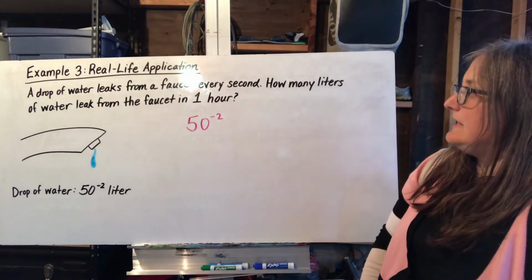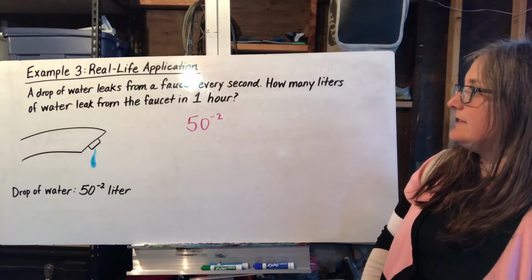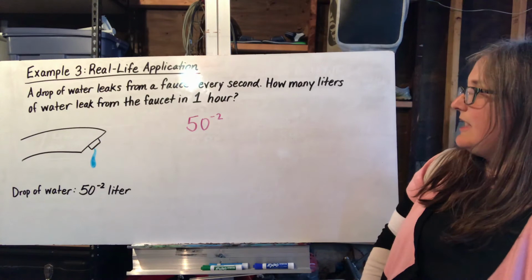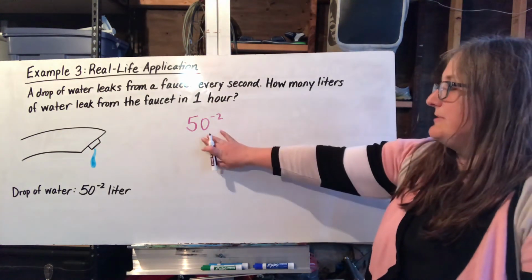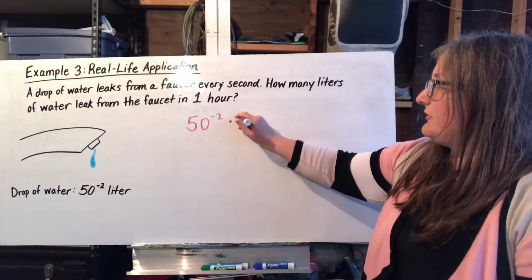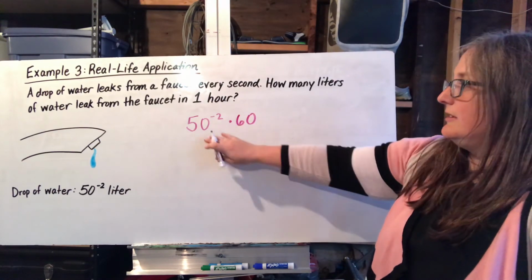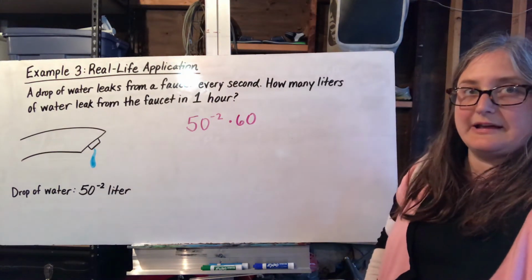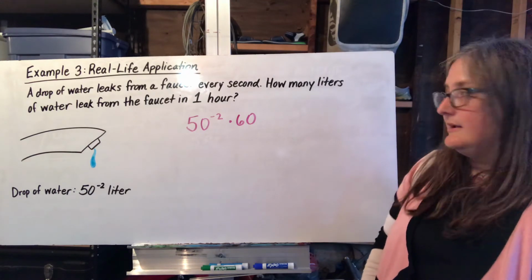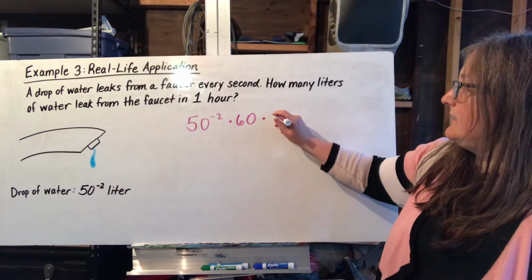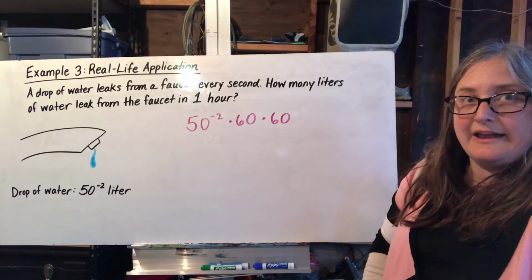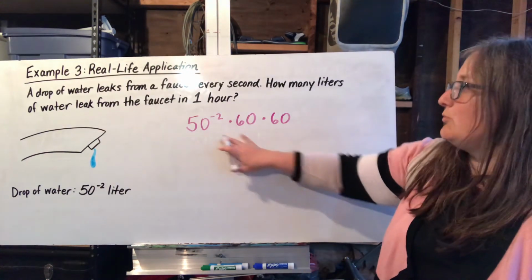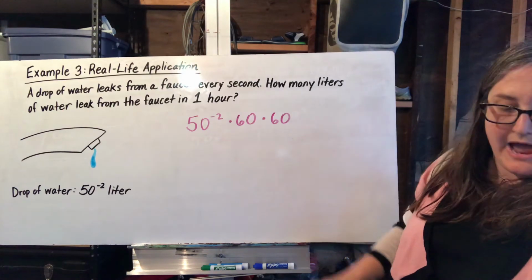and we know that they leak from the faucet every second, one of these drops, and they want to know how much leaks in an hour. So if this happens every second, there's 60 seconds in a minute. So if I multiply by 60, that's how much water is leaking in a minute. And then there are 60 minutes in an hour. So if I multiply by 60 again, I'm going to have how much water leaks out in 1 hour.